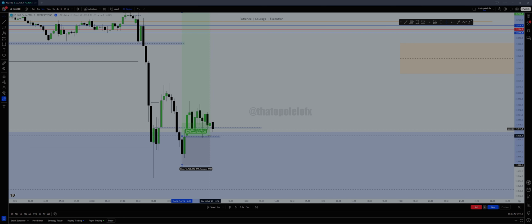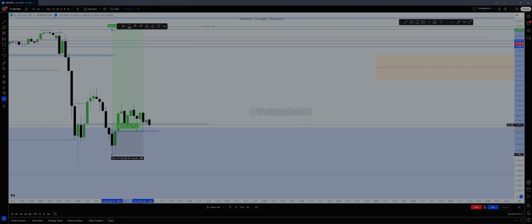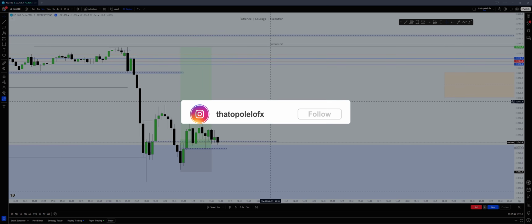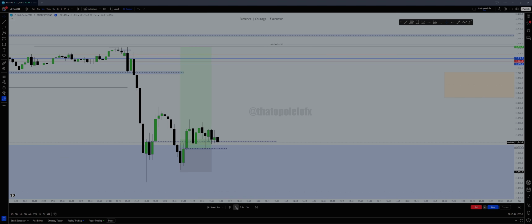Don't worry, I have another entry that I put in during the New York PM session. I usually start looking at the New York PM for an entry between 13:30 and 16:30 New York time. So yes, this is a volume imbalance. I used it for my entry, and that was my take profit. And then price went on.